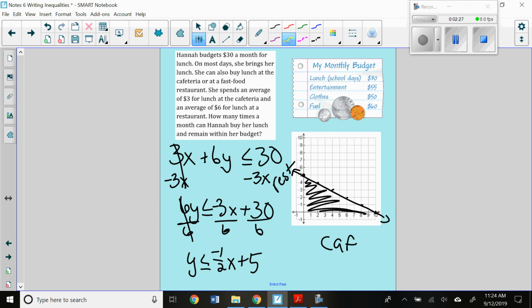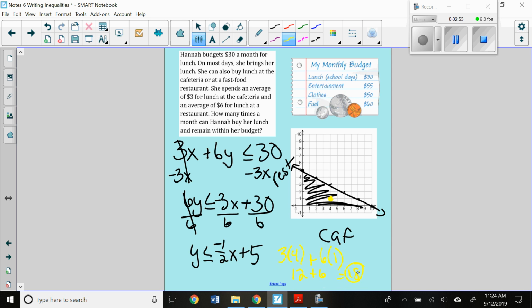So what this means is all of the points that are in that shaded area are possible solutions for Hannah to be able to stay on budget. Let's say she decides she's going to go to the cafeteria 4 times and eat at the restaurant once. So if I plug that into my inequality, 3 times 4 plus 6 times 1, 3 times 4 gives me 12 plus 6, so she's only spending $18. She's still within budget.